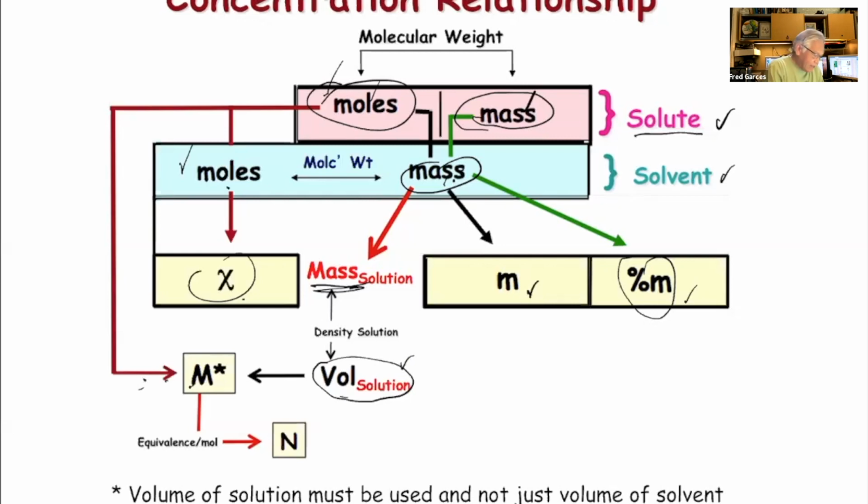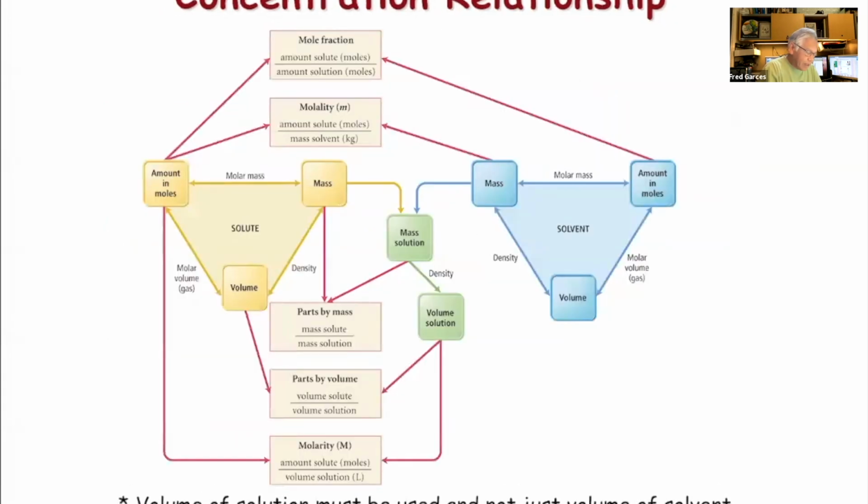And in order to get from molarity to normality, you need to know the definition of equivalence. Equivalence depends on the chemical formula of the compound. We'll talk about that shortly. It looks simple, but you need to practice this in order to actually work out these problems. Okay, so here it is again in the flow chart. You can look over this at your leisure.